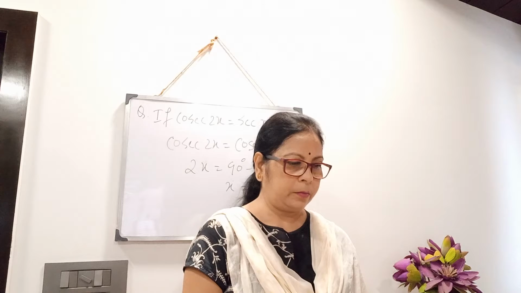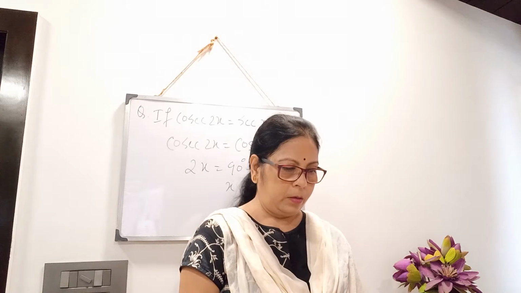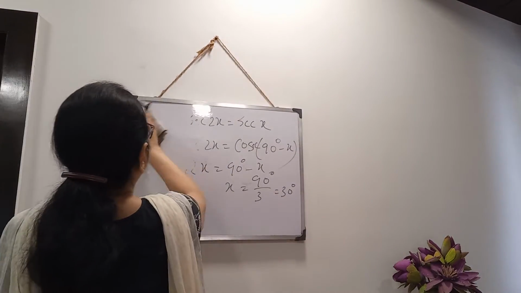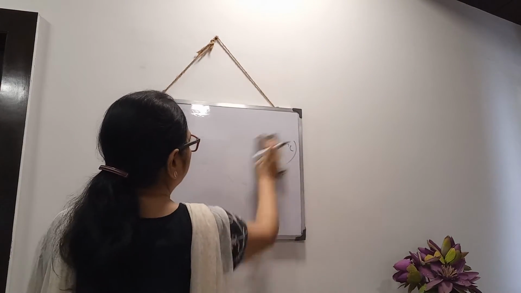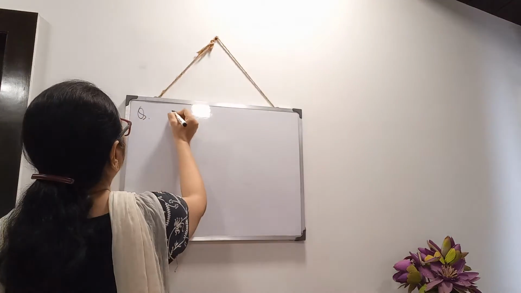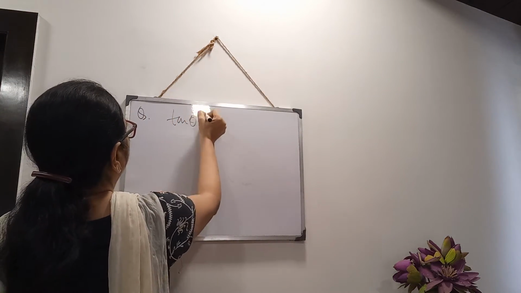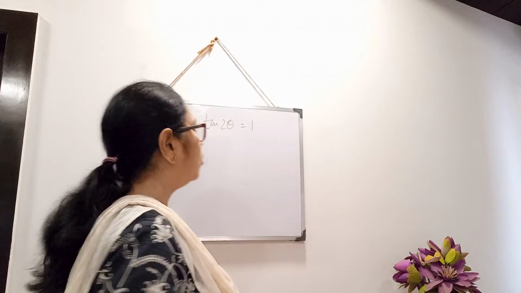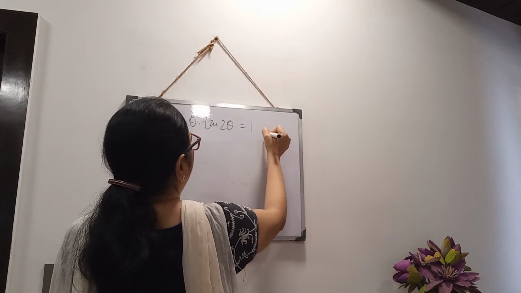Then another sum. Okay, if the sum is this, I am doing this from the reference book: tan theta into tan 2 theta equals 1. If the sum is this, find the value of sin theta. Okay, sin theta you have to calculate.